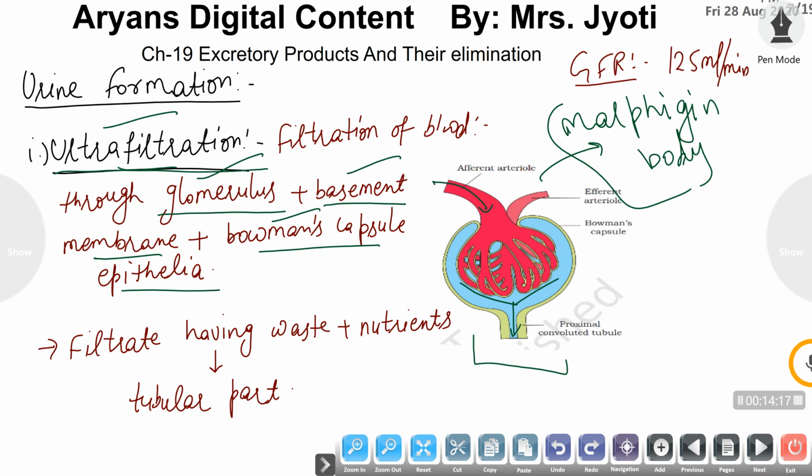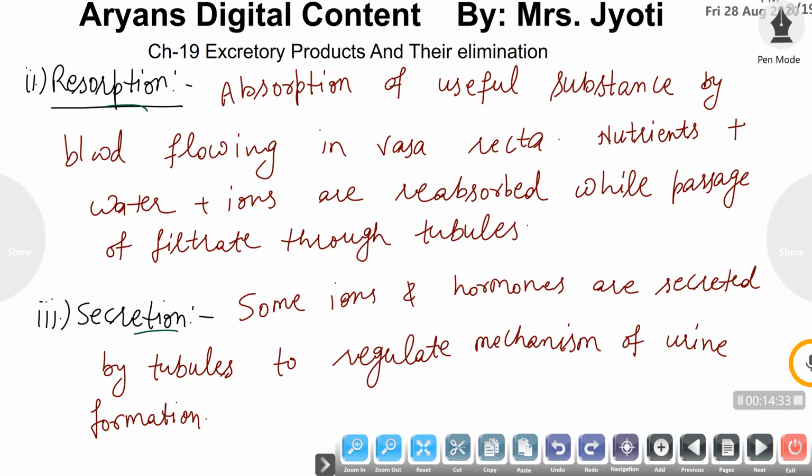After filtering, the filtrate enters the lumen of the Bowman's capsule, and the lumen of the Bowman's capsule is continued in the form of the tubular part of the nephrons, termed as PCT, loop of Henle and DCT. Now, after ultrafiltration, the nutrients, water and ions are reabsorbed from the tubular part of the nephrons with the help of the vasa recta, and the tubular part also secretes some ions and hormones which regulate the mechanism of urine formation.